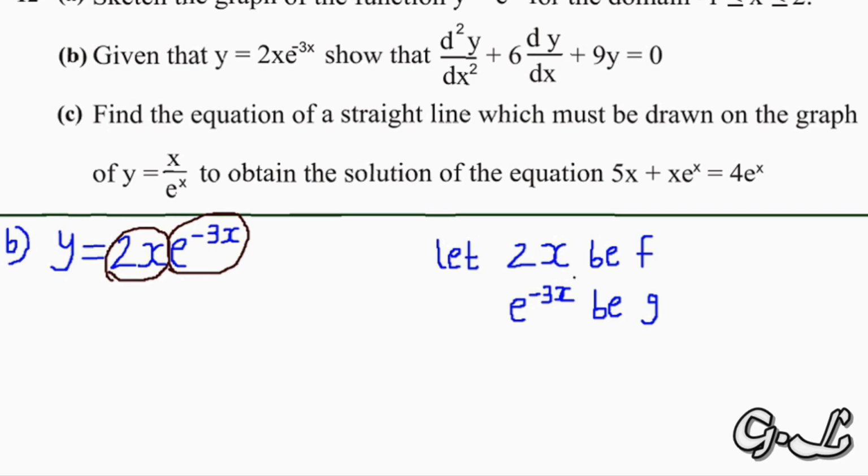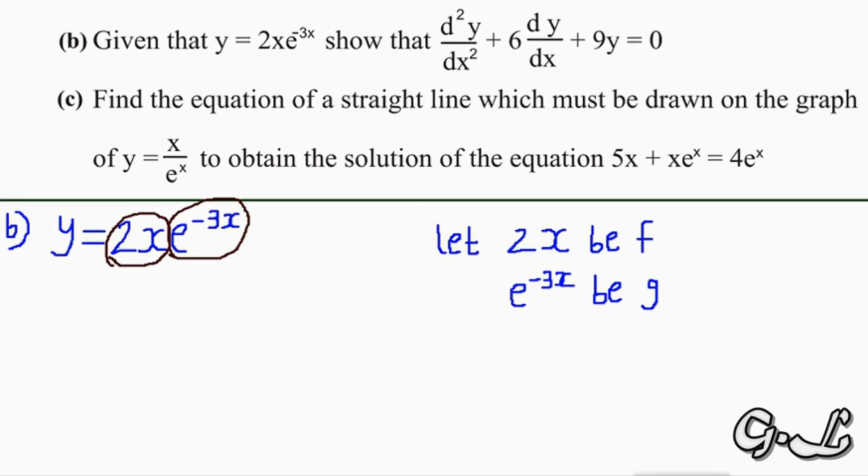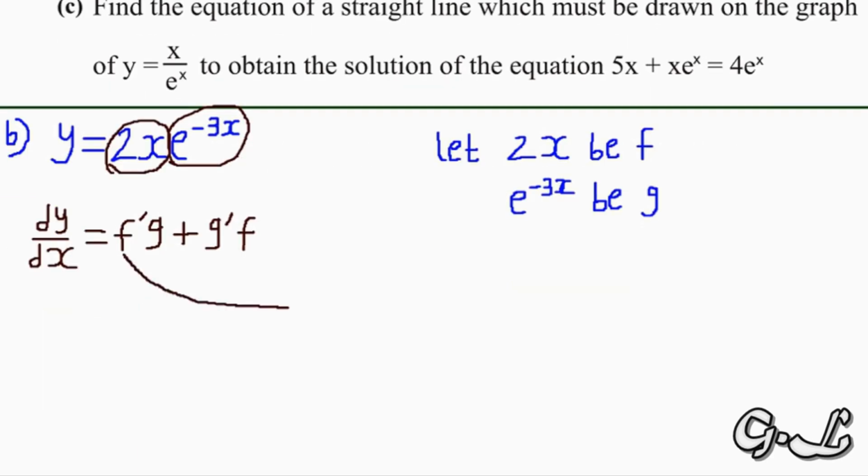So we're going to consider this one as the product rule. Now if you're dealing with the product rule, you have to say dy dx is equal to f prime g plus g prime f. What do they mean when they say f prime or g prime? The prime symbol is the one that looks like an apostrophe.